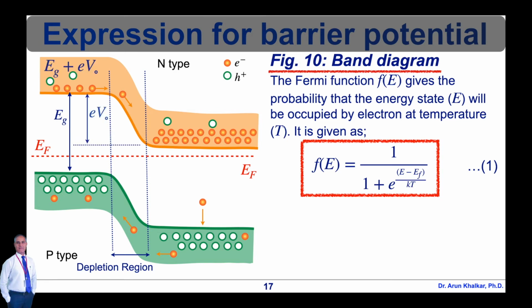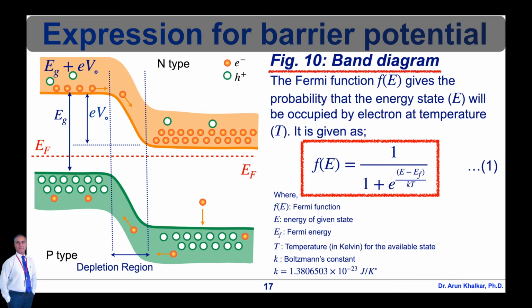Let's say this is equation number 1. This equation we have already discussed before. In this equation, the parameters f of E is a Fermi function, capital E is the energy of a given state, E_F is the Fermi energy, capital T is the temperature in Kelvin for the available state, and small k is the Boltzmann constant whose value is 1.38065003 times 10 raised to minus 23 joules per Kelvin.